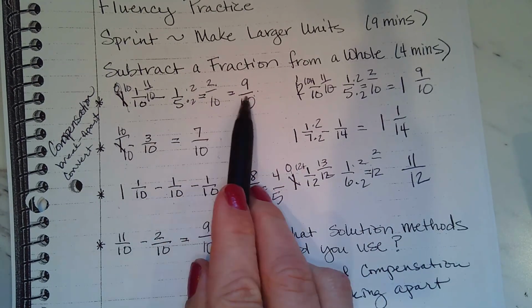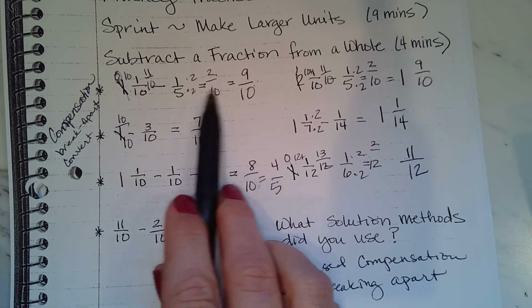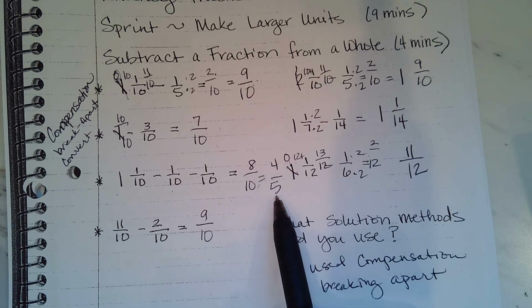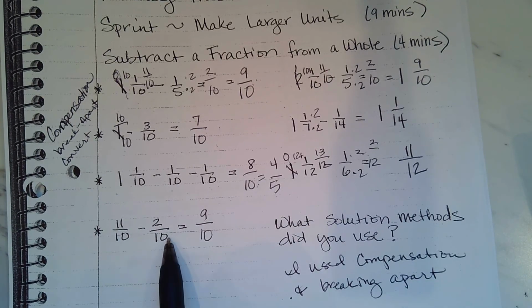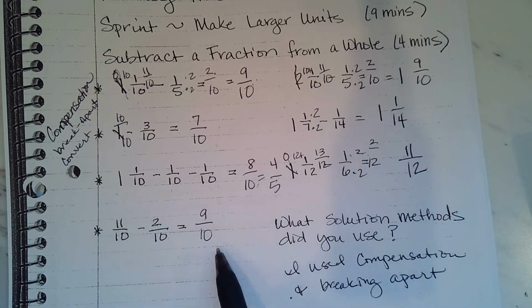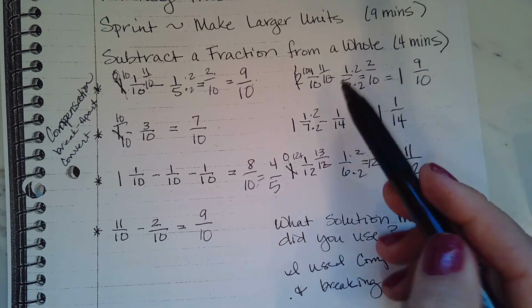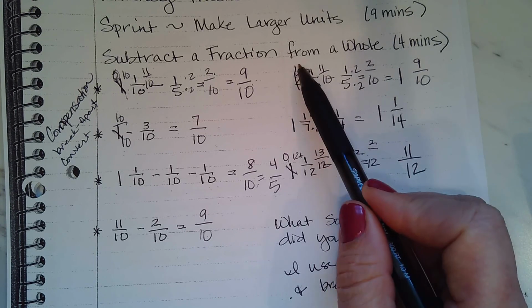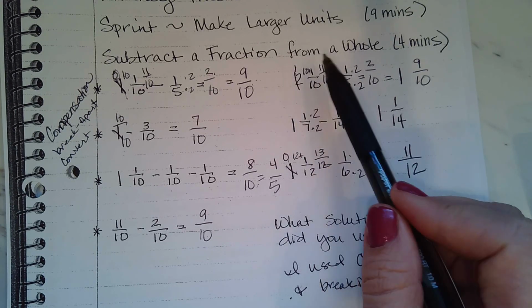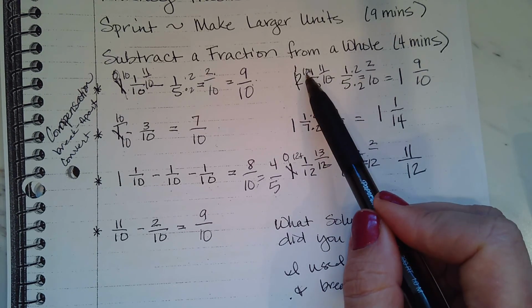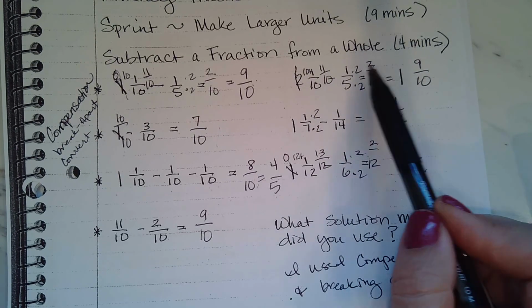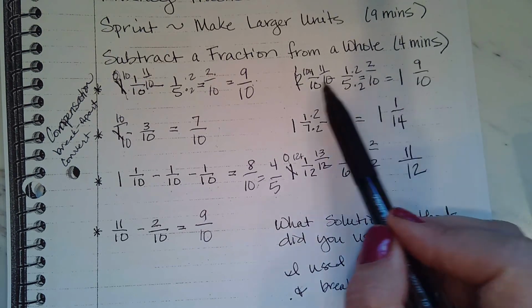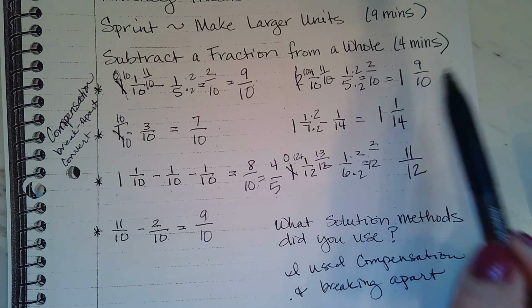Then up here, this problem is the same problem as up here, but taking away 1 more tenth. And then reducing. 11/10 take away 2/10. Didn't need to do anything except simply subtract. Here I took 1 whole away from 2 and changed that 1 whole to 10/10. So 10 plus 1 is 11/10. Change my common denominator. 11 subtract 2 is 9. So I ended up with 1 and 9/10.